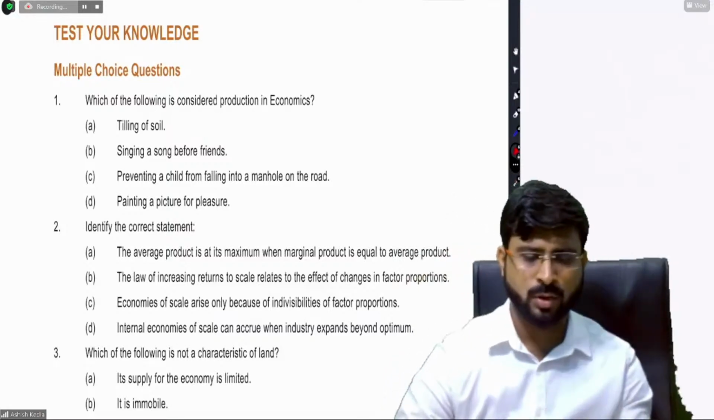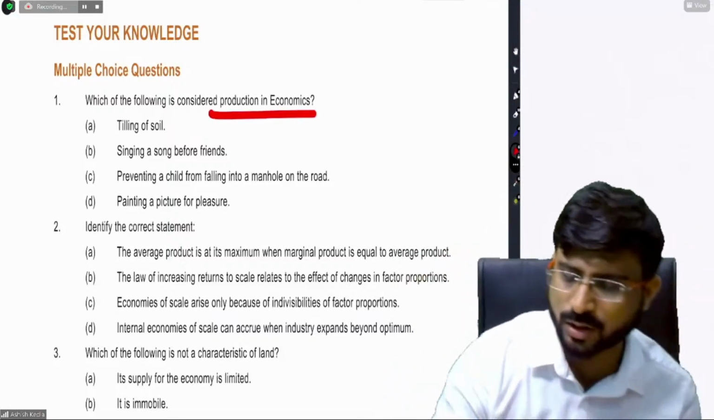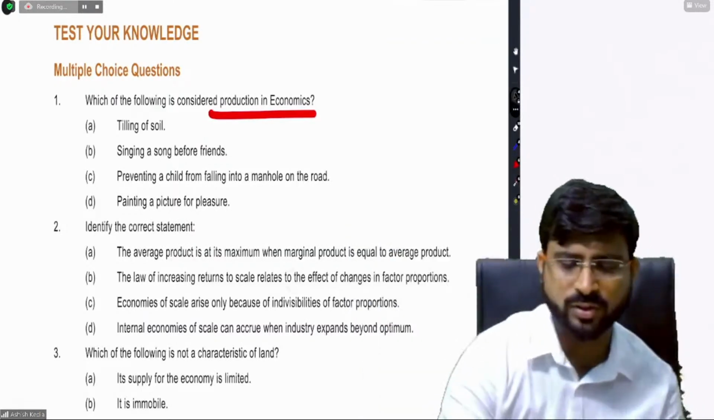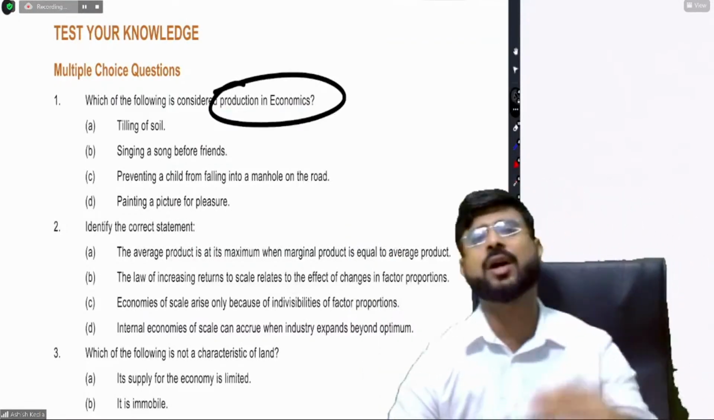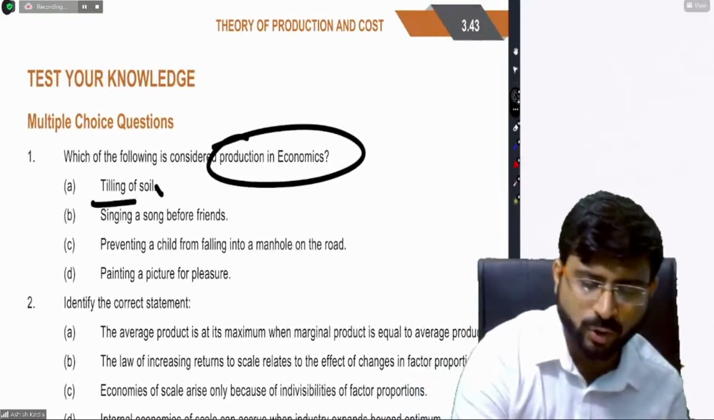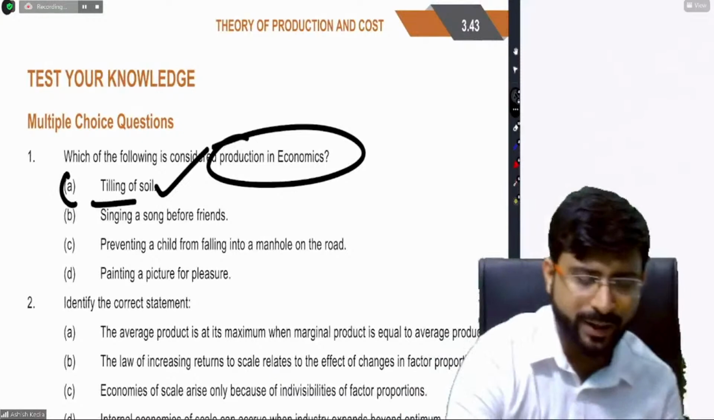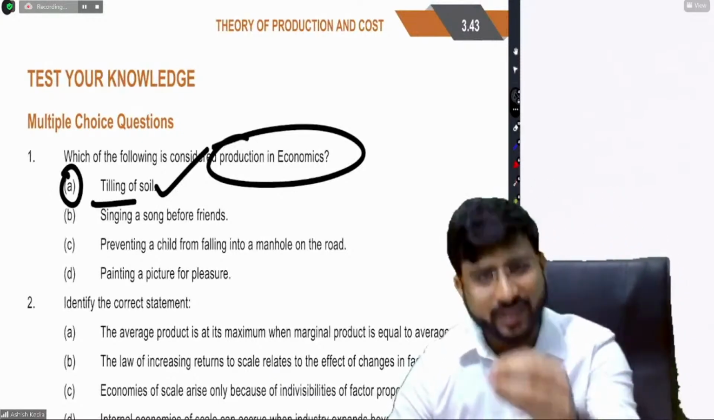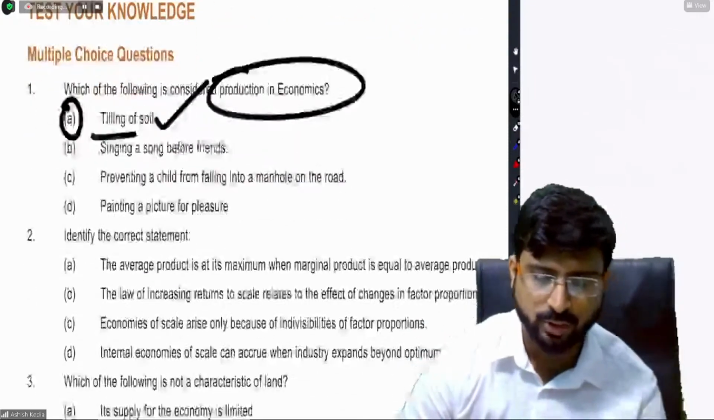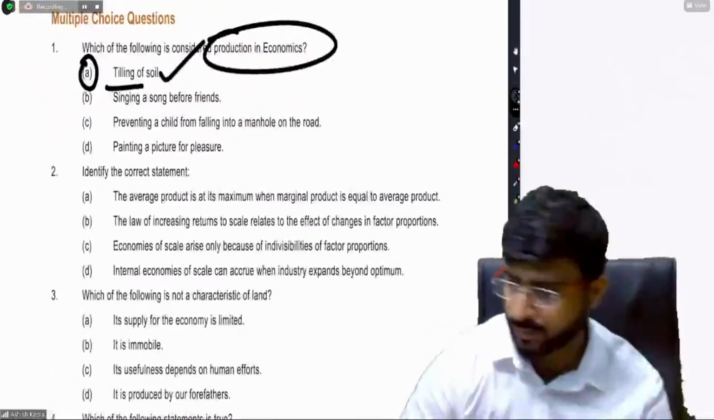Okay, let's go now. Which of the following is considered production in economics? Look, production means when some output is generated. Tilling of soil is the answer. Why, sir? Tilling of soil basically means planting the seeds so that crops can come out. That's it. So therefore it is the correct answer.